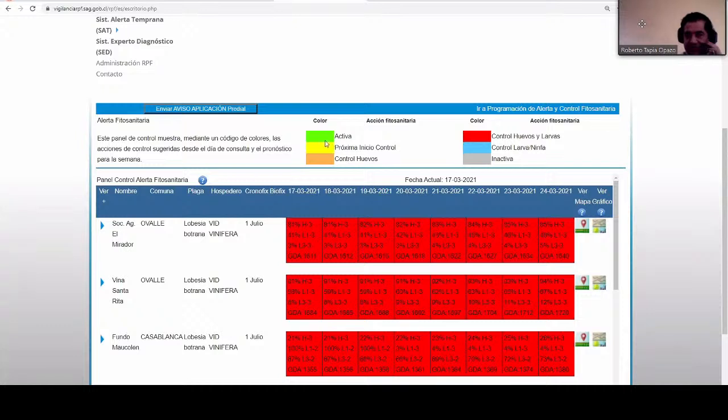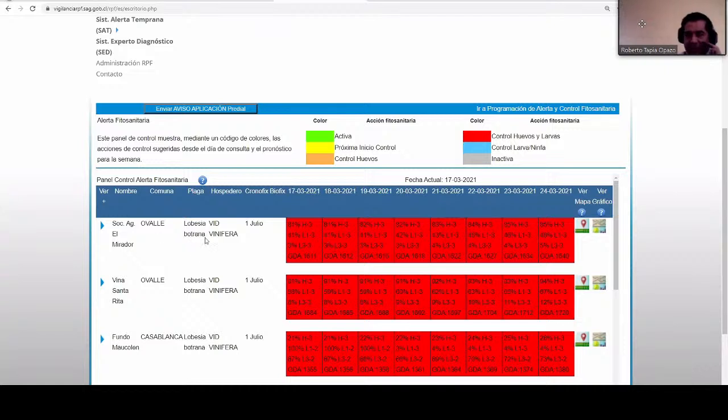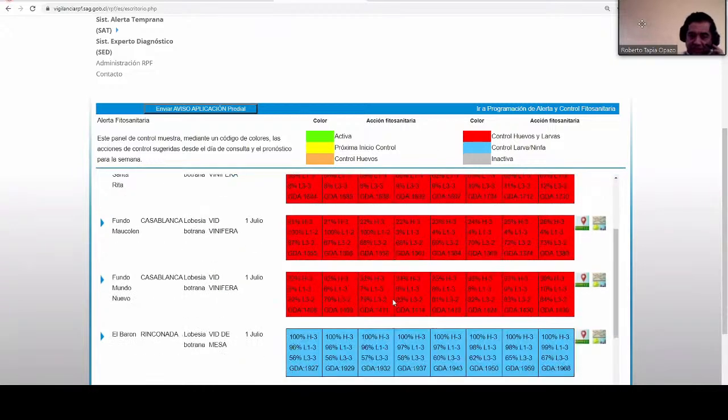And here we see the phytosanitary information. When it's green, it means that the pest is active. Orange means egg control, control of eggs and larvae in red, and control of larvae and nymphs in blue, or inactive white or gray. And each of these represents a polygon that corresponds to a quartile where the farmer is represented by a polygon.